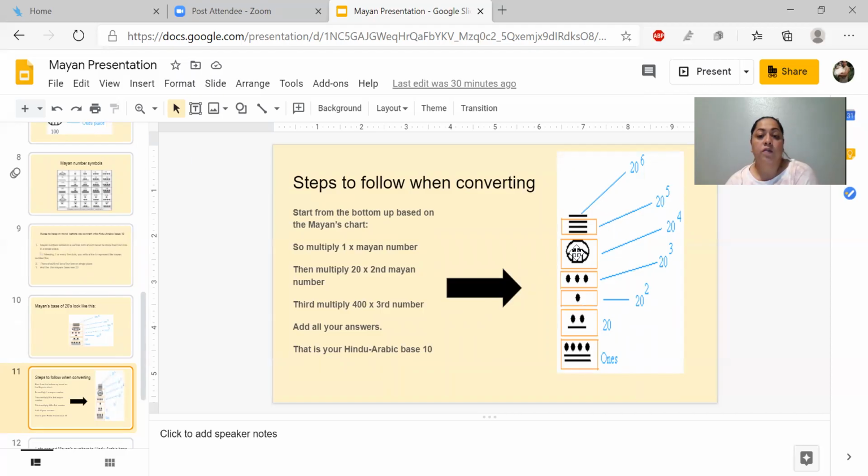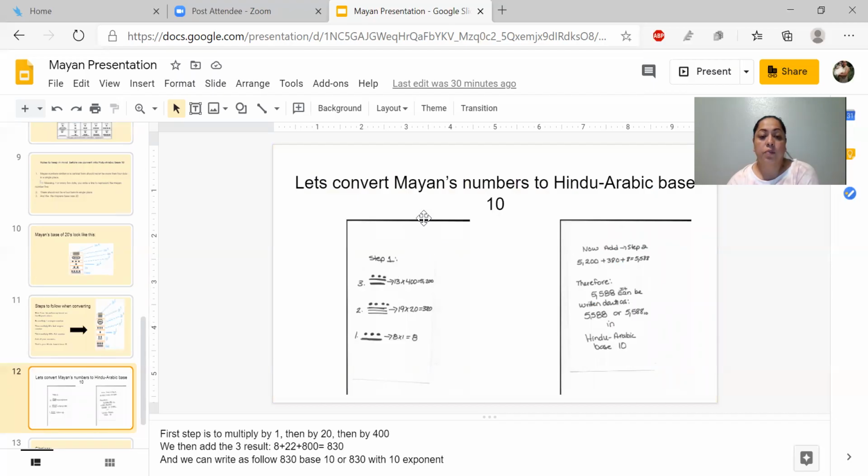For the steps to follow in converting the Mayan charts into Hindu-Arabic, we're going to multiply the numbers by the basic place values that we usually work with, which would be 1, 20, and 400, and then you combine those numbers. So let's take a look at how that would work. For step number 1, we have a line and then 3 dots on top. Remember that the line represents the 5 and the dot represents the 1. So we have an 8 here.